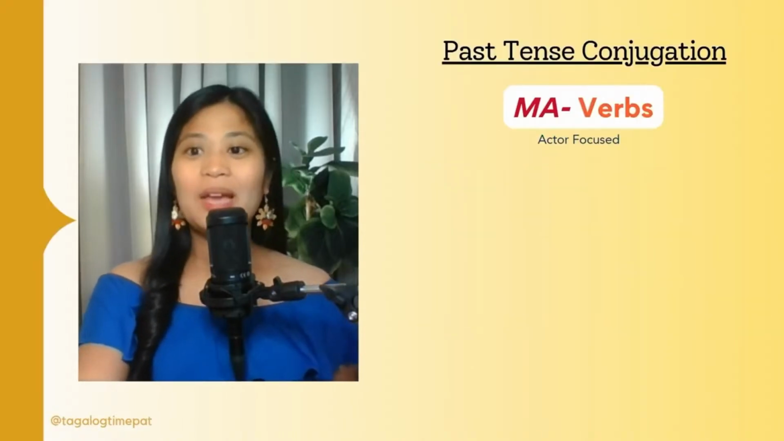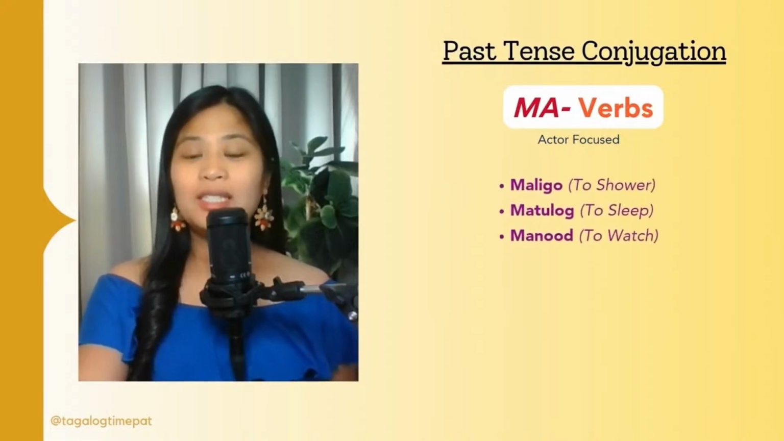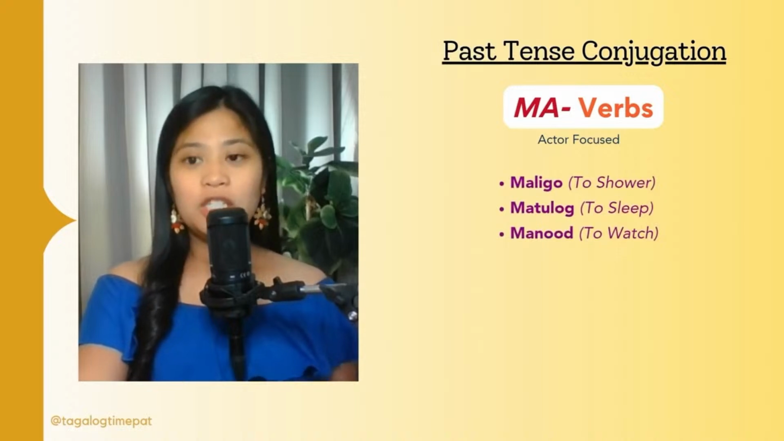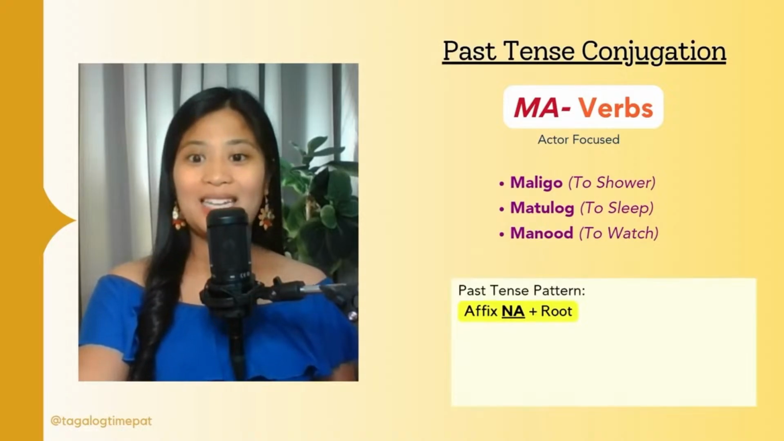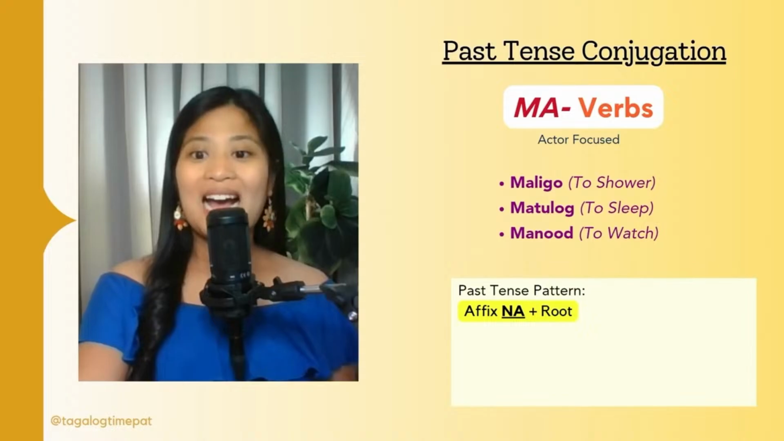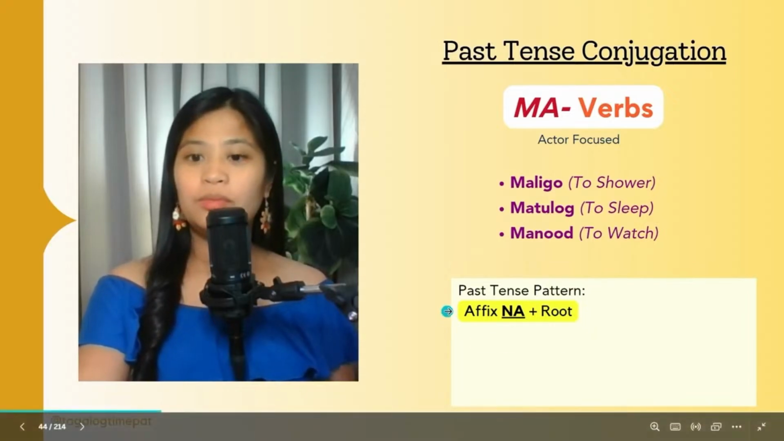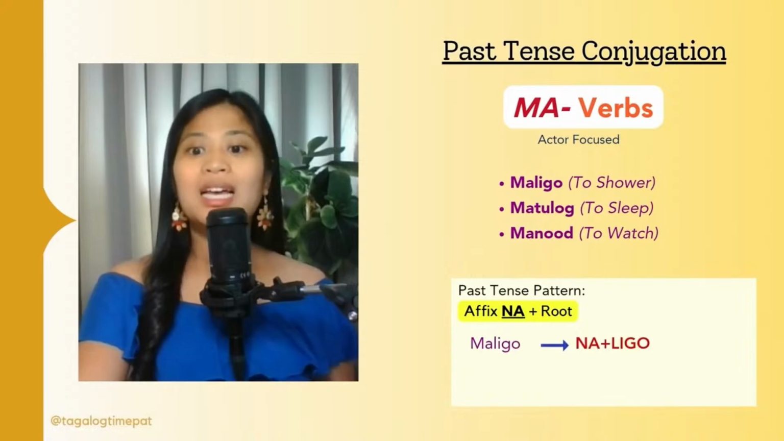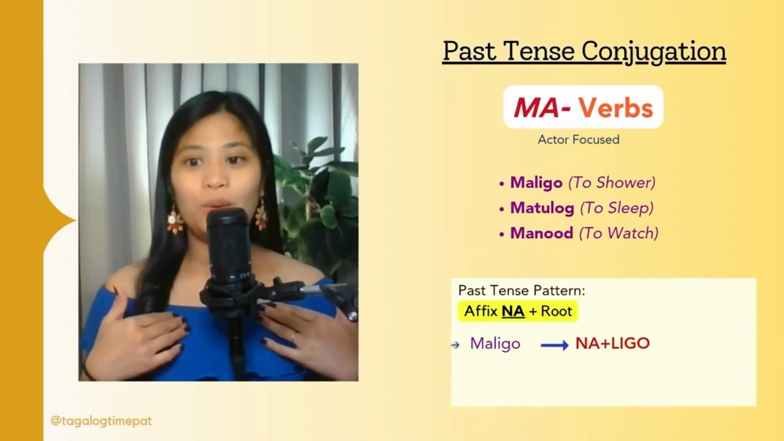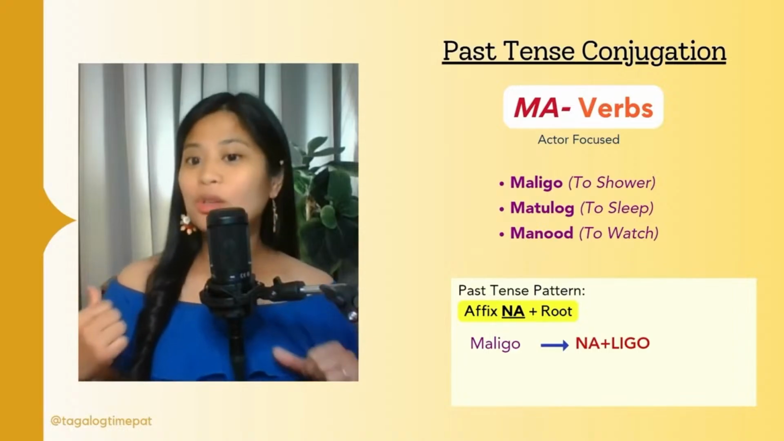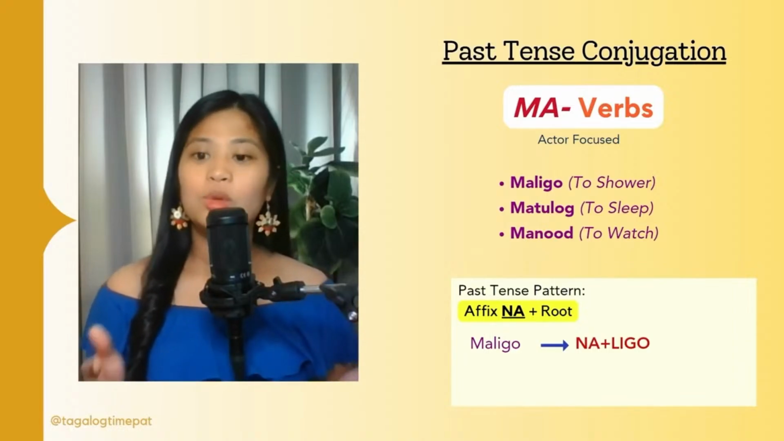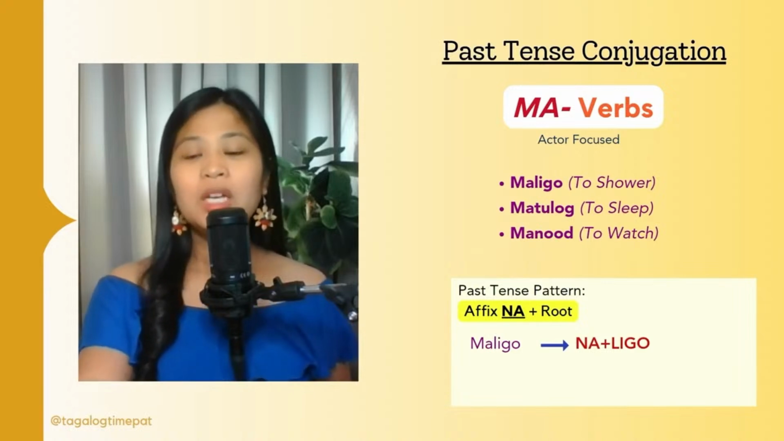All right, now let's take a look at ma verbs. They have a very similar pattern. These are also actor-focused, and some examples are maligo, to shower, matulog, to sleep, manood, to watch. In the past tense, this is the pattern for ma verbs. Now the affix is na, and then it's the root. For example, maligo becomes naligo. Naligo ako, I took a shower. Naligo siya, he took a shower. So it's just naligo.